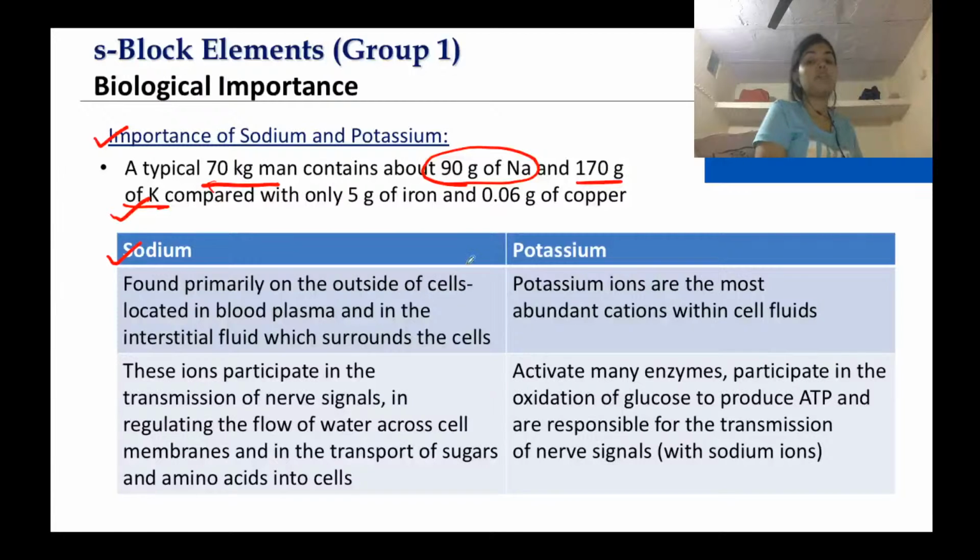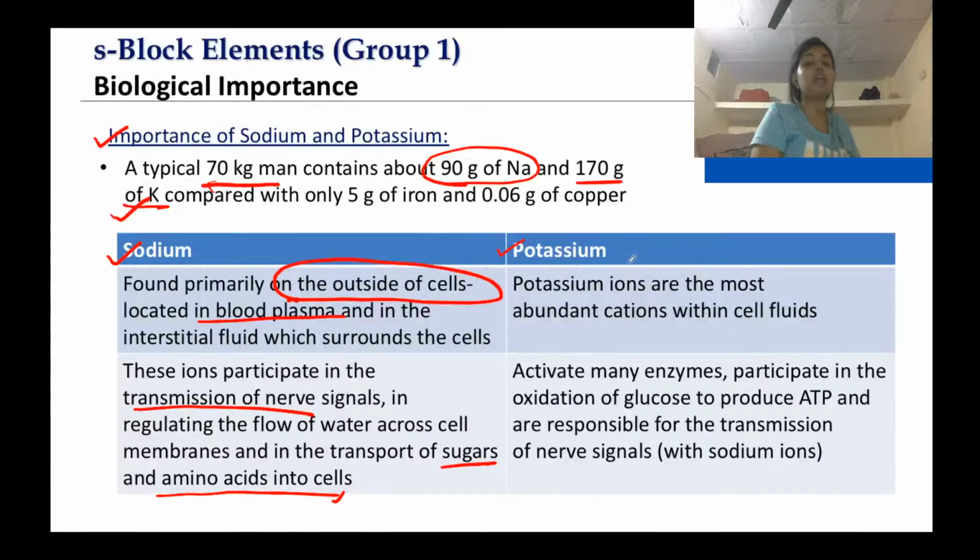Now, some more things about sodium and potassium. So, sodium is found primarily on the outside of the cell. They are located in blood plasma, right? And these ions participate in the transmission of nerve signals, as we have already done, okay? And it is also used in the transport of sugar and amino acid into the cells.